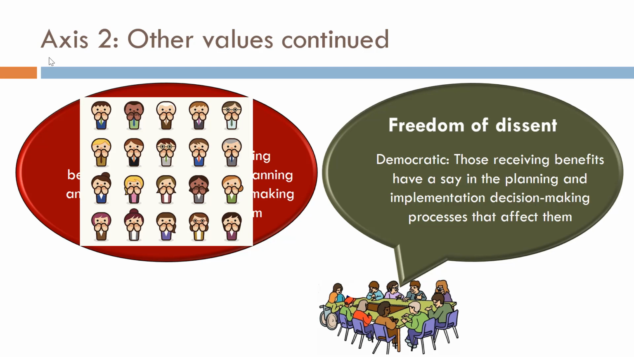Versus freedom of dissent, which is more democratic and believes that those receiving benefits have a say in the planning and implementation decision-making processes that affect them. So there's usually a body that is formed made up of community members, leaders, etc., that come together, and it's usually something like a community advisory council or some term like that, which involves the beneficiaries giving input into what will work for them.